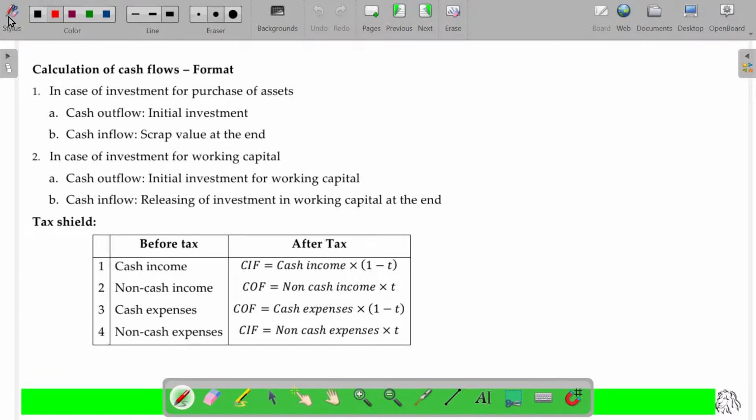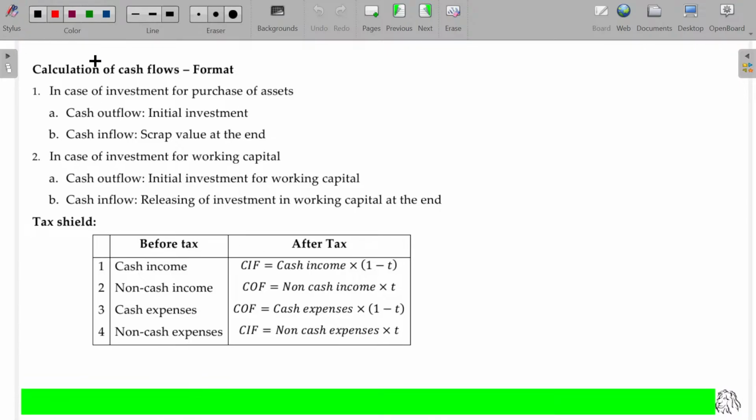How can we calculate the cash flows? In case of purchase of assets or investing in assets, or investing in working capital, you have to understand these two first of all.